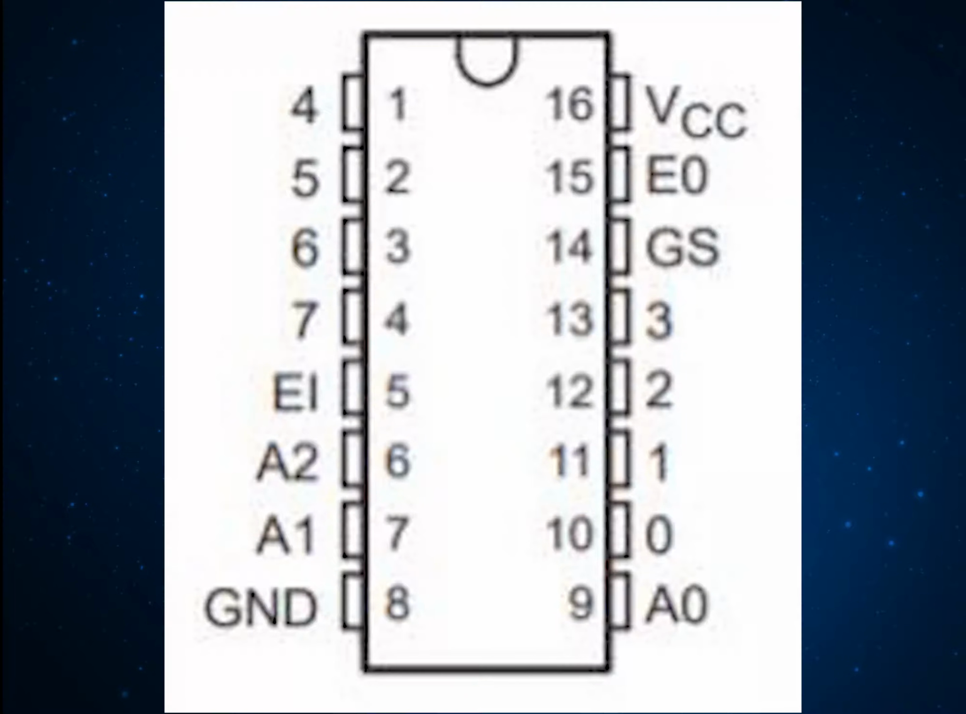Hi, my name is Jefferson Pons, and I will be discussing the ICs that we have used in our proto. So this is the 74148 IC that we used for the 8-line to 3-line priority encoder. We used 0, 1, 2, 3, 4, 5, 6, 7 for the inputs, and GS, A0, A1, and A2 for the outputs. While E0 is not connected, E1 is connected to the ground, and pin 8 is connected to the ground, while pin 16 is connected to VCC.